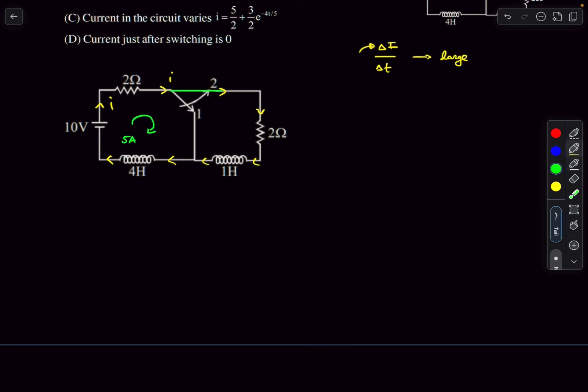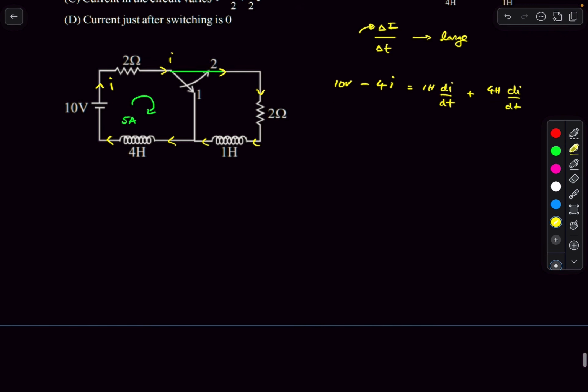The main logic is, so first let's write down the general KVL equation for this particular case. So we have the battery of 10 volt, right? And the potential drop across the 4 ohm resistance, that will be negative 4I. And this would be equal to 1 Henry times di by dt, and then the 4 Henry times di by dt. Okay, so this is the general KVL equation.